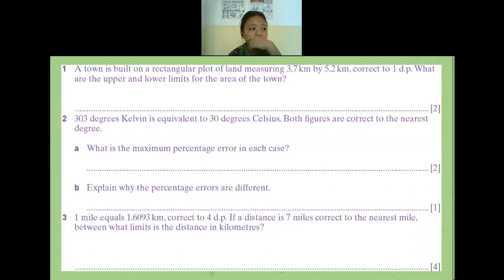This is the homework, right? Yes. Let us discuss from question one first. This is similar to yesterday.